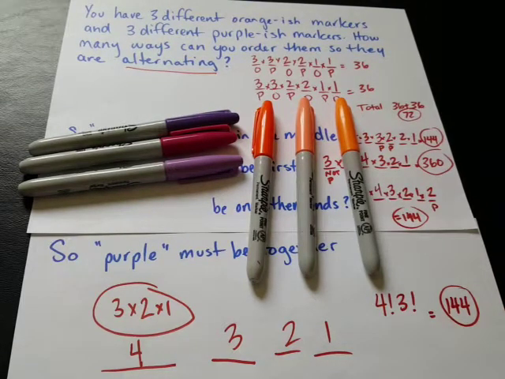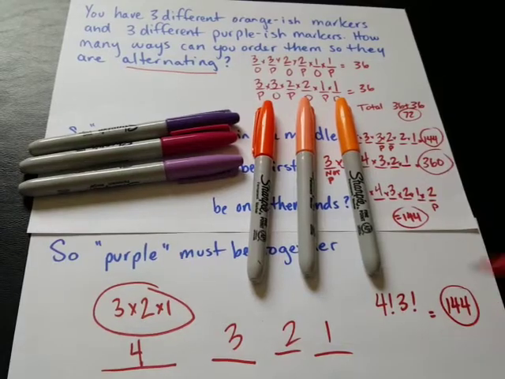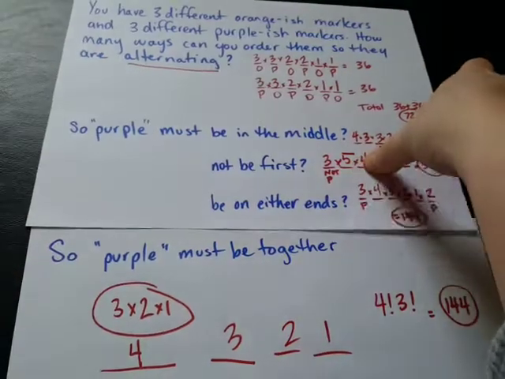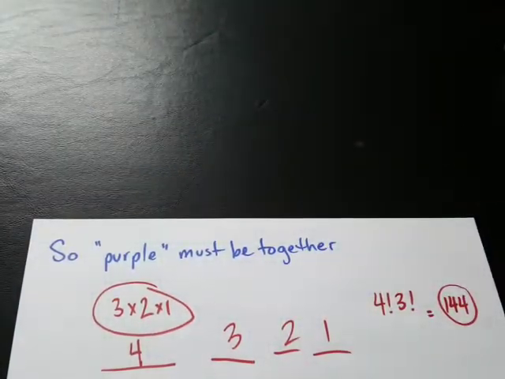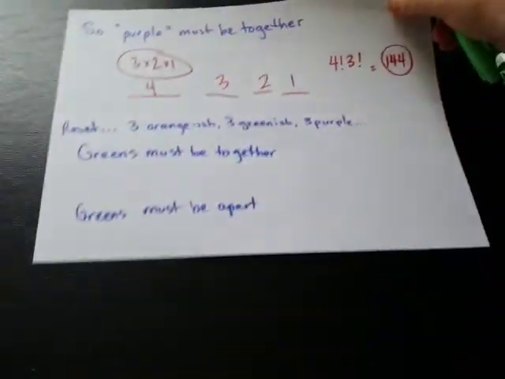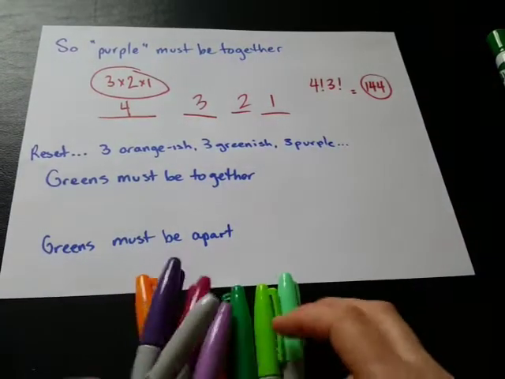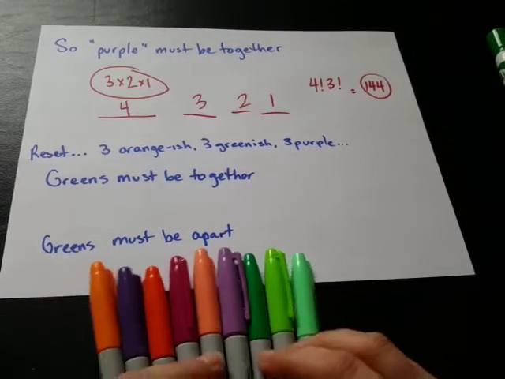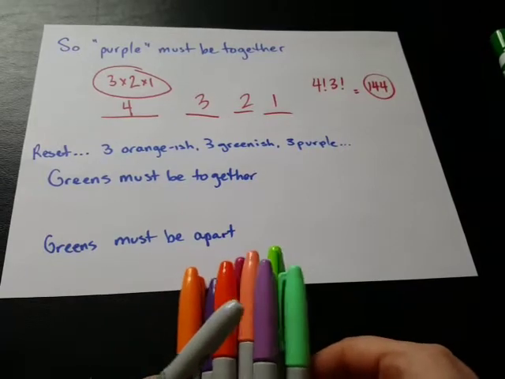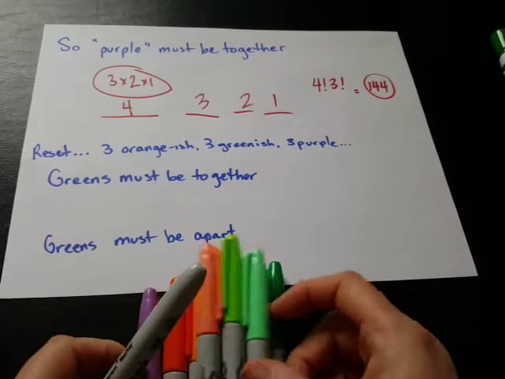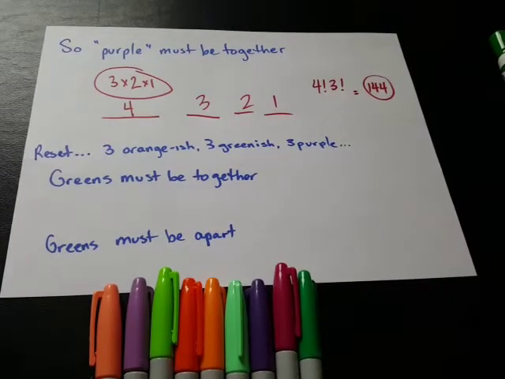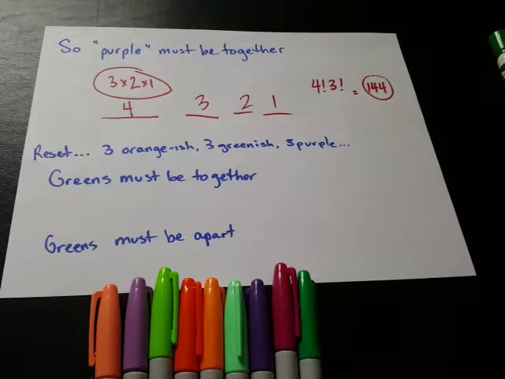So I'd like to just kind of reset, because this chunking thing is a little bit tricky. So I'd like to just kind of reset and add in some more, just so we're not using the same numbers all the time, add in some more colors. So we've got all of our purple and orange markers, but I've added in a set of greenish markers. So again, they're all meant to be unique, but we could call these 3 our greenish markers.